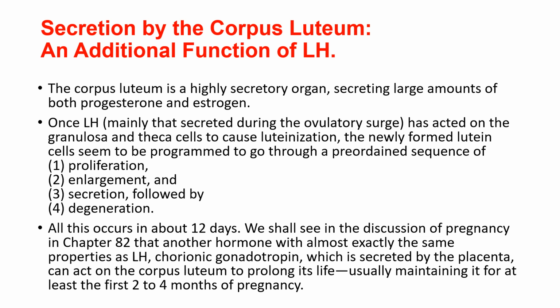We shall see in the discussion of pregnancy in Chapter 82 that another hormone with almost exactly the same properties as LH, chorionic gonadotropin, which is secreted by the placenta, can act on the corpus luteum to prolong its life, usually maintaining it for at least the first 2 to 4 months of pregnancy.